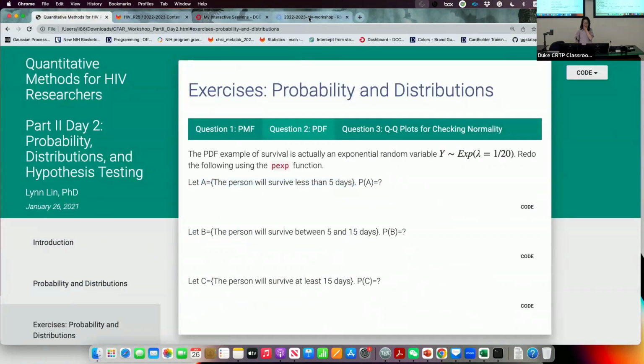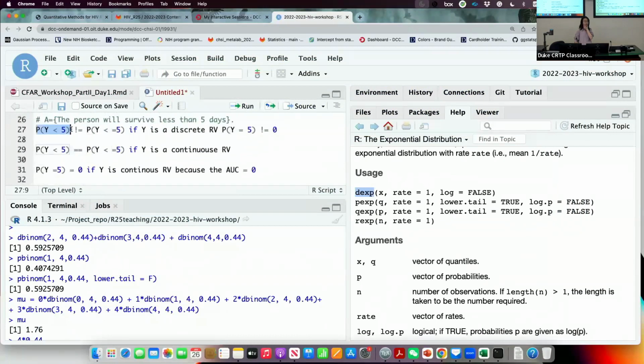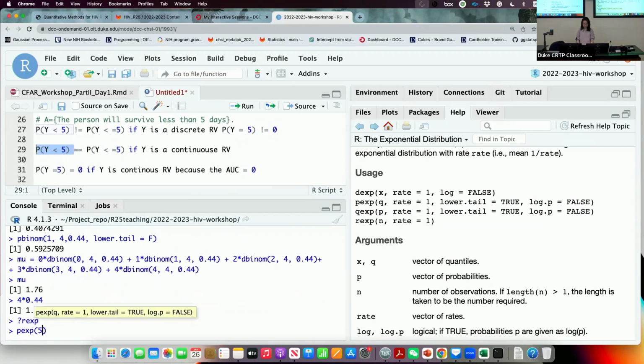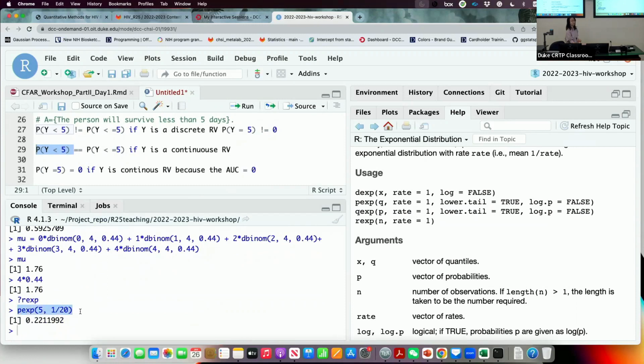Okay, so in this case, how can we calculate the probability of y smaller than 5? Which one, dexp or pexp or qexp? Because rexp just generates a random sample. So for the three functions above, which one should we use? Yes, because pexp always calculates this, doesn't matter if y is discrete or continuous. pexp always calculates y smaller than or equal to a q value. So we do pexp, and then q specified to be 5, and the rate is 1 over 20. So this is the probability that y is smaller than 5.